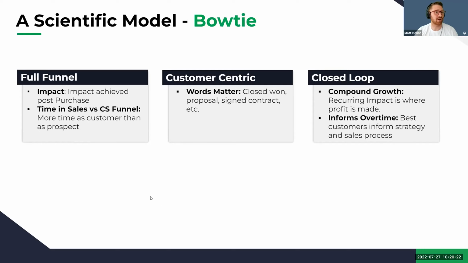We want people to love us a long time. Most people are not our family. We want them to feel like they are. And then it informs over time. So we talk about how do we know what go-to-market motion is working? The feedback from our customers that we have reoccurring impact with, we take and we inform what's working on the other side. So that is a closed loop funnel.